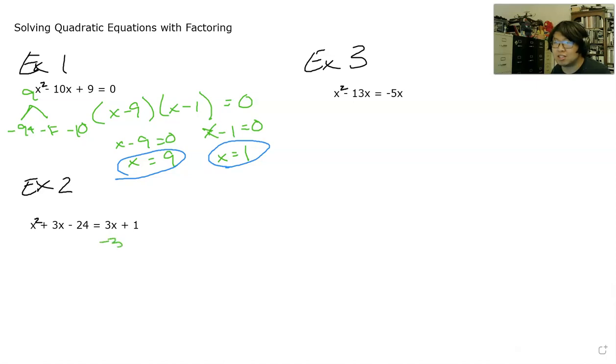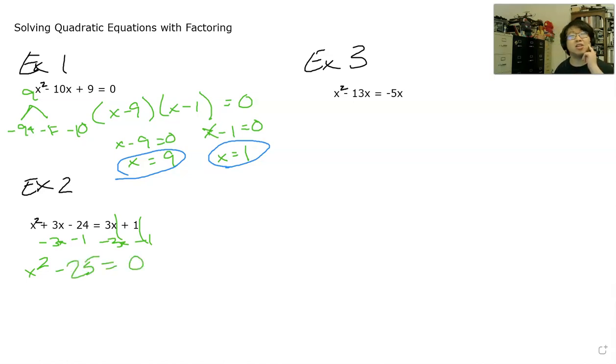So minus 3x, here we go. Minus 1, there's that. Minus 3x, minus 1. So all this stuff cancels out. Don't need that anymore. I've got x squared, 3x minus 3x is actually just 0, so I'll leave it off there. Minus 24 minus 1 should end up as minus 25.